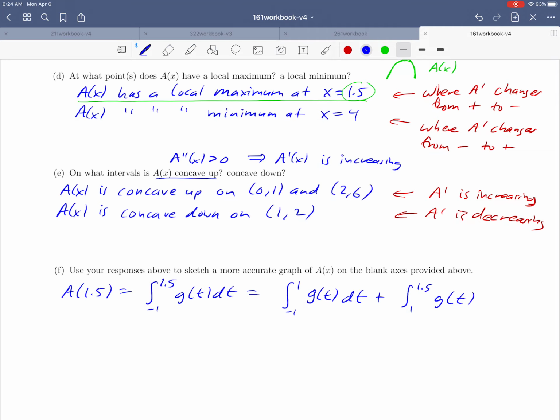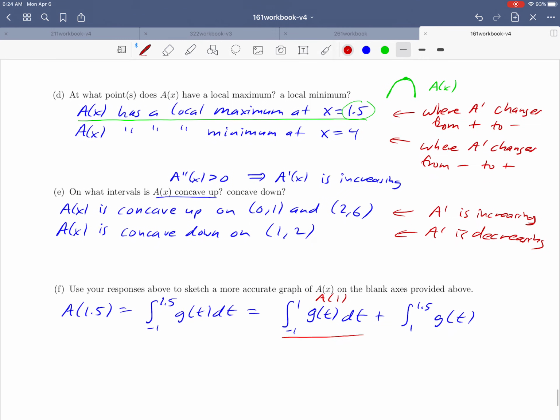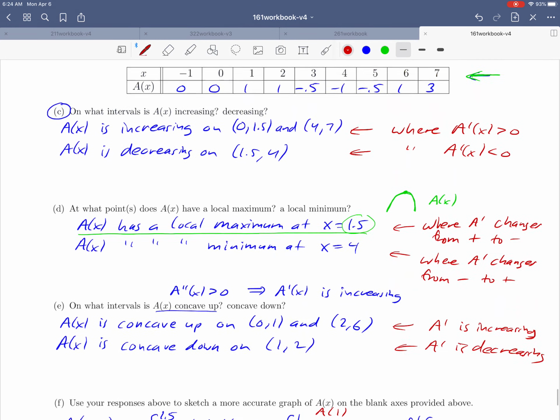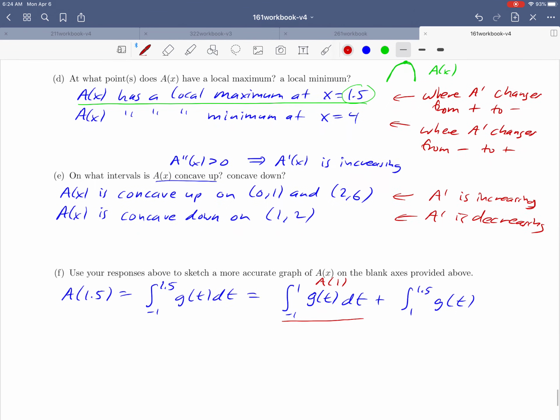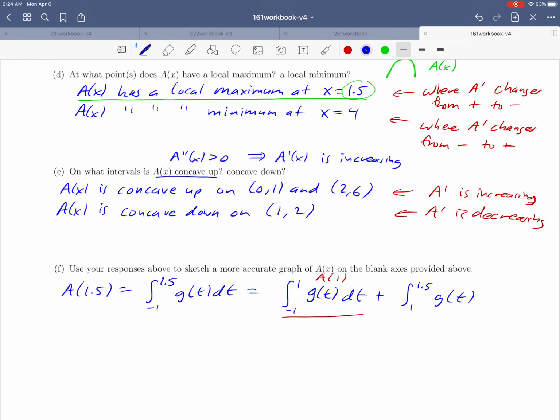Okay, and the reason that I do that is we already know what the value of the integral from -1 to 1 is. That's just the value of our function at 1, which we can get from our table. If we scroll up for just a minute, A of 1 is this number, 1. So we already know what that is. What we need to figure out is the second part of this, the integral from 1 to 1.5 of g of t. That comes down to area.